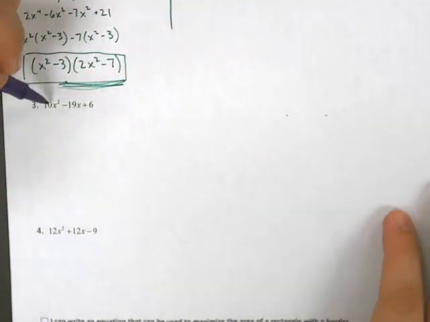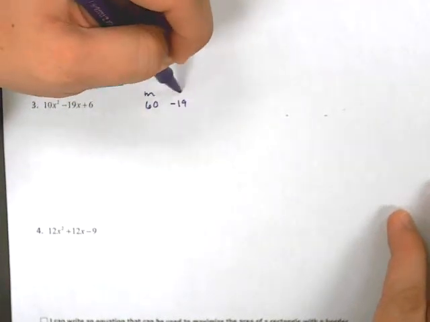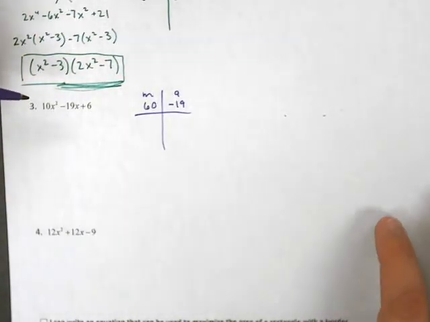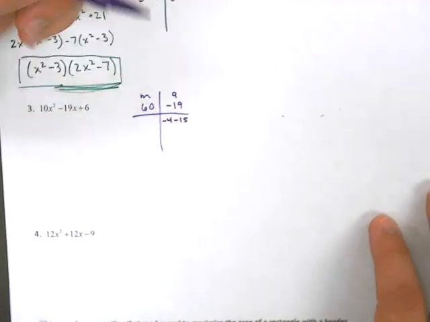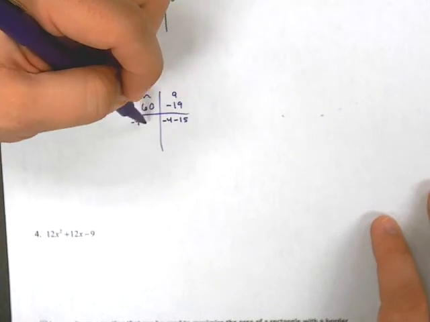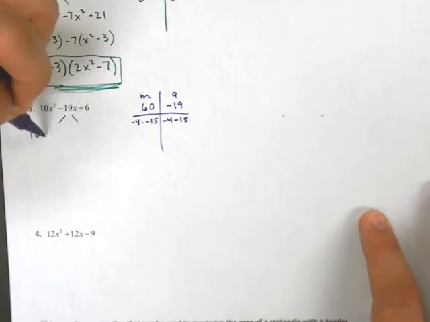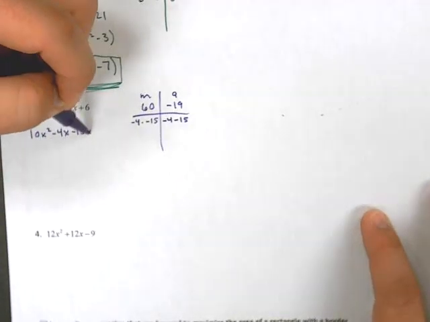Number 3, same idea. 10 times 6 is 60. Negative 19 is what we're going to add to. Not 1 and 60, not 2 and 30. 3 and 20, no. 4 and 15? I like it. Negative 4 and negative 15 make negative 19, and we know negative 4 times negative 15 makes positive 60. So again, we know now what to split the middle with. Minus 4x minus 15x plus 6.